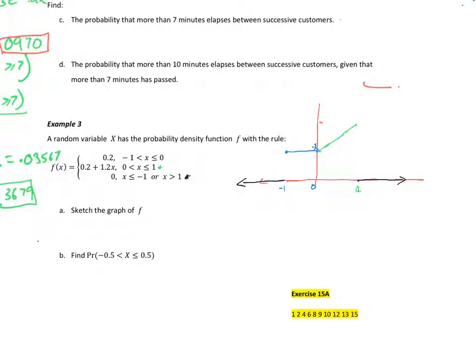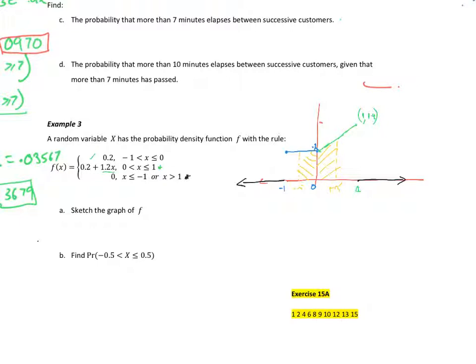Probably should find out this point up here. So if I put x equal to 1 into here, I get 1.2 plus 0.2, so it's 1.4. Okay, so there's my probability function graph. Find the probability that x is between -0.5 and 0.5. So what am I looking for? I'm looking for from there at -0.5 to +0.5. So I need that area there and that area there.